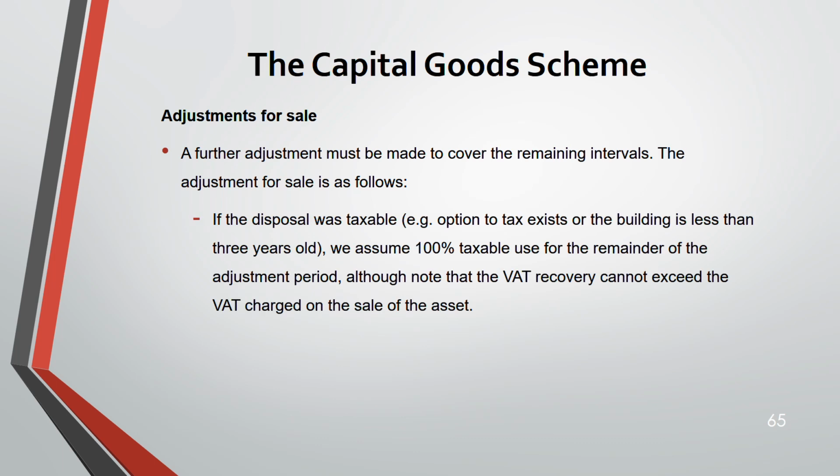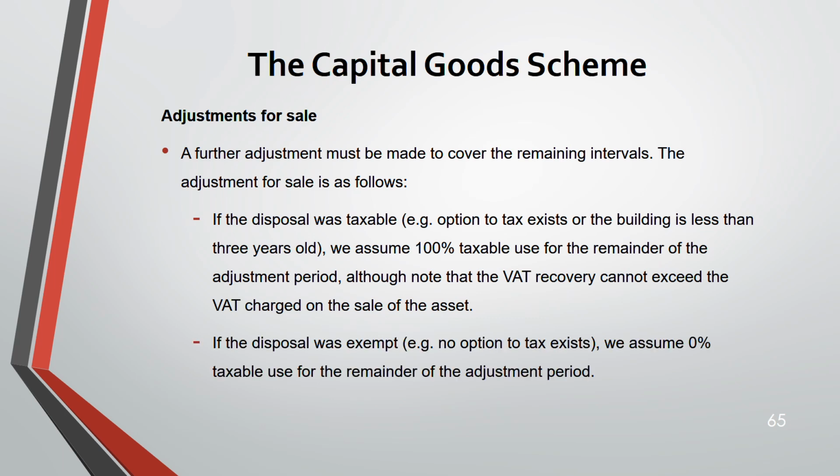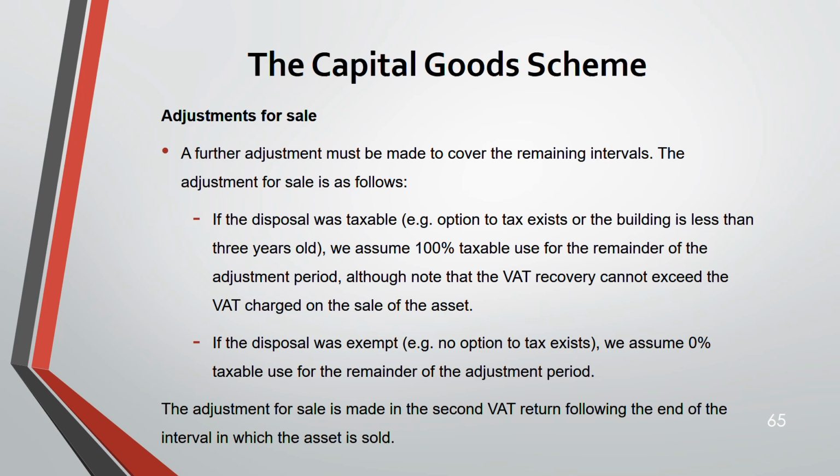If the disposal was taxable, for example you opted to tax, so an option to tax exists or the building is less than 3 years old, we assume 100% taxable use for the remainder of the adjustment period. Although, note that the VAT recovery cannot exceed the VAT charged on the sale of the asset. If the disposal was exempt, let's say no option to tax exists, we assume 0% taxable use for the remainder of the adjustment period. The adjustment for sale is made in the second VAT return following the end of the interval in which the asset is sold.